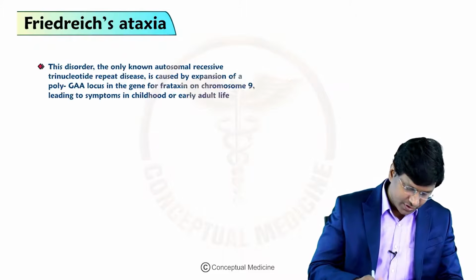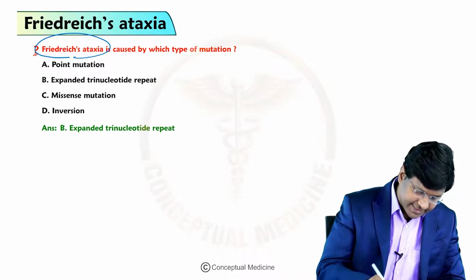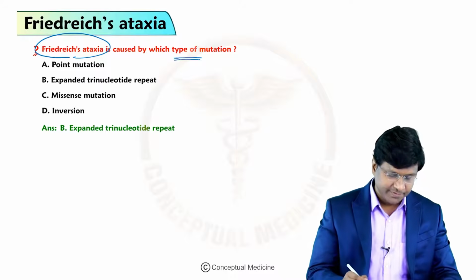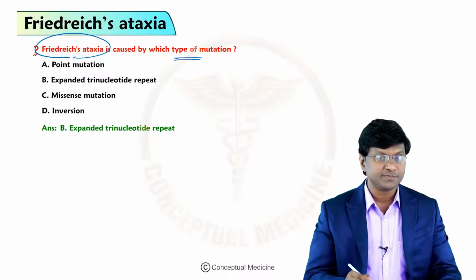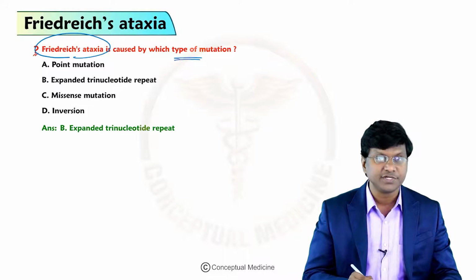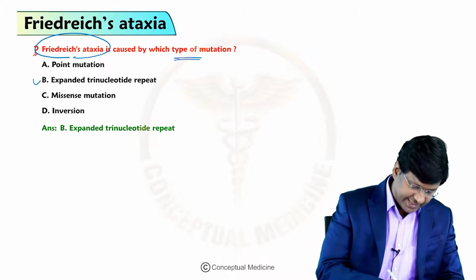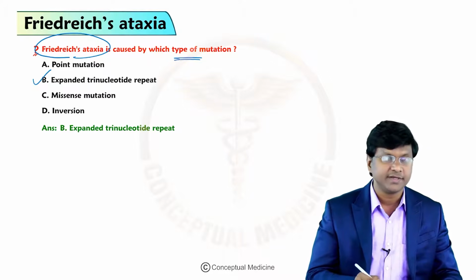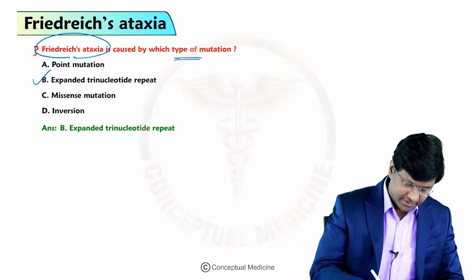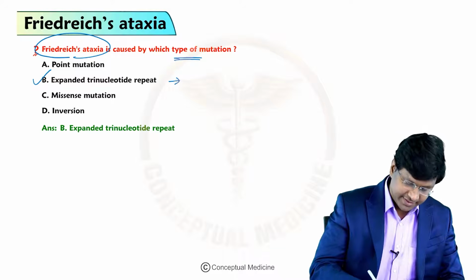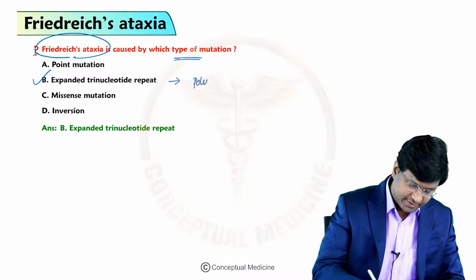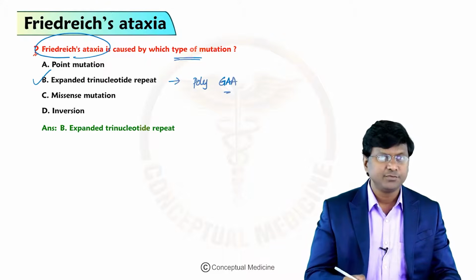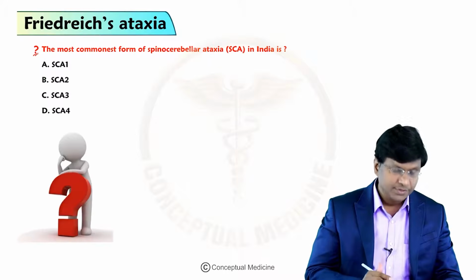So, you see this question now. Friedreich's ataxia is caused by which type of mutation? Point mutation, expanded trinucleotide repeat, missense mutation, inversion. So, it is an expanded trinucleotide repeat, right? And what is that particular trinucleotide repeat? That is poly-GAA, which gets repeated. And we have a few more, I'll tell you that.